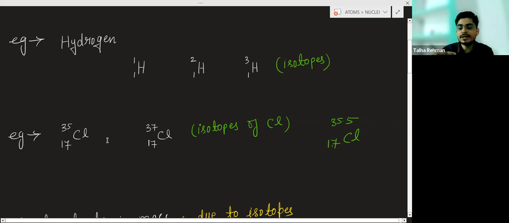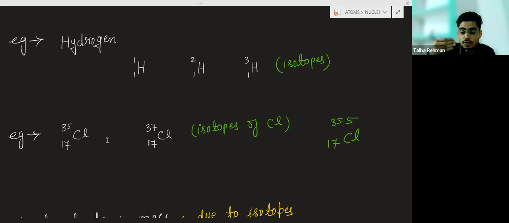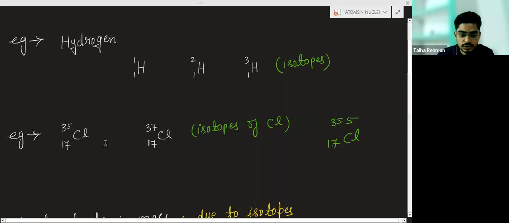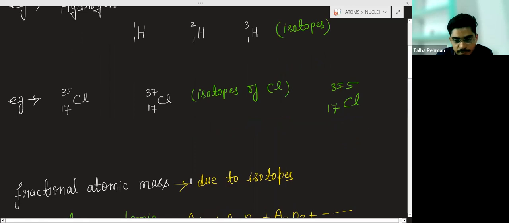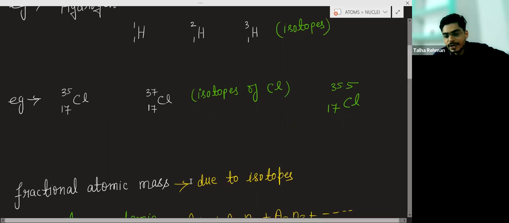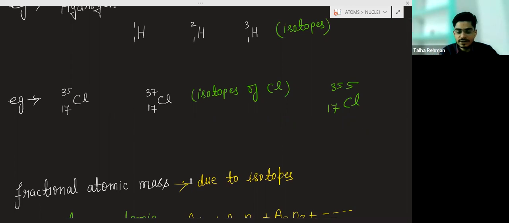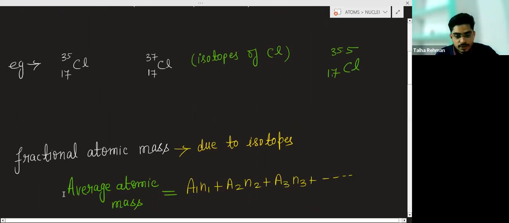Now we will learn how we can calculate the average atomic mass. So now see here, fractional atomic mass. Why are we calculating the fractional atomic mass? Because of the isotopes, because different isotopes have different atomic masses, so we will take the average. So how will you take the average? There is one formula. Average atomic mass is given by A1N1 plus A2N2 plus A3N3 and so on.